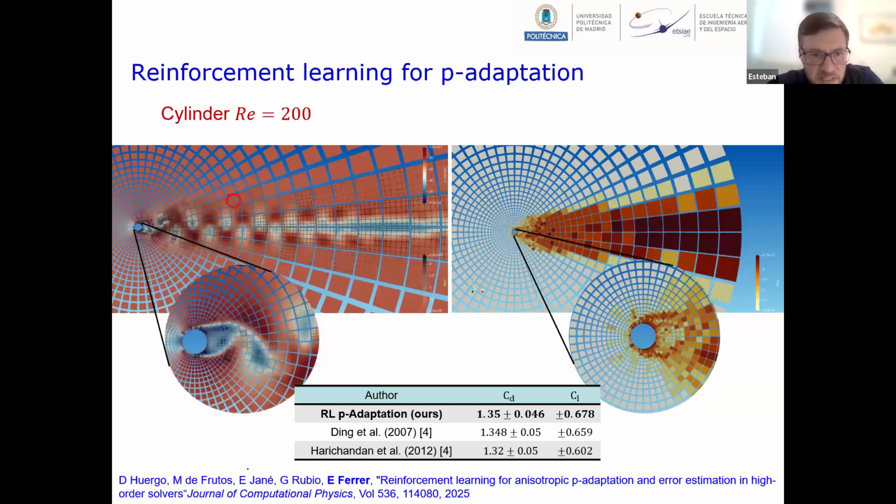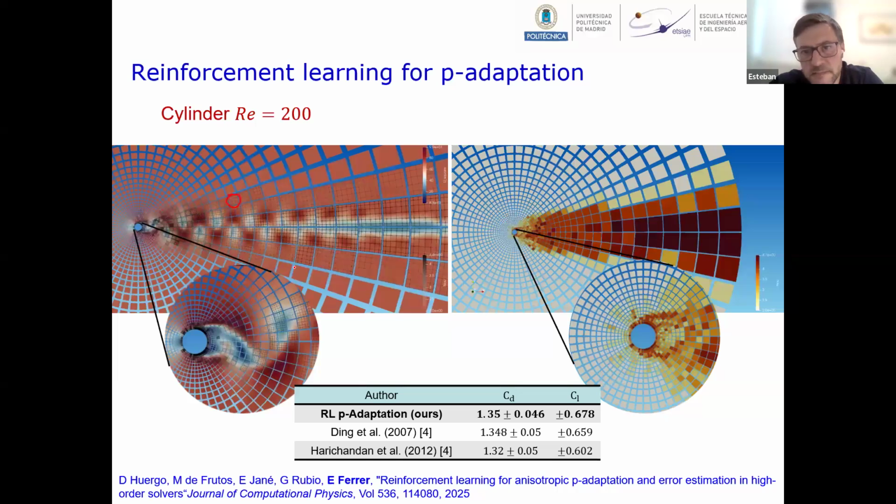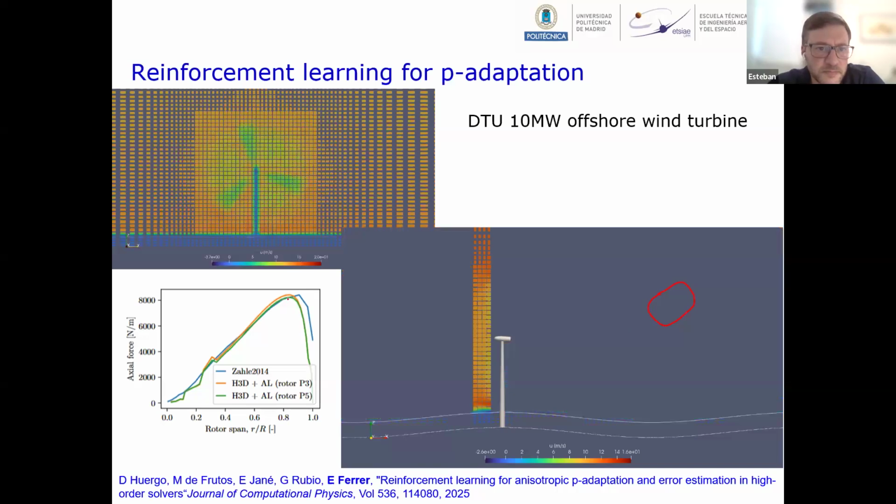Everything happens in this paper here, where we have solutions for various cases. And in particular, we have also included wind turbines. So you can see here the wake is developing, and the reinforcement learning agent is enriching the polynomials. It's making it larger in this figure, but it's enriching the polynomials in the wake.